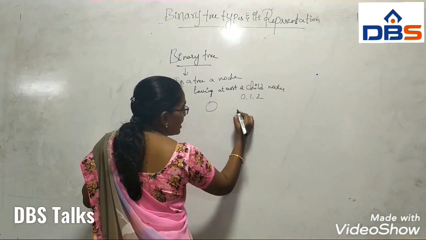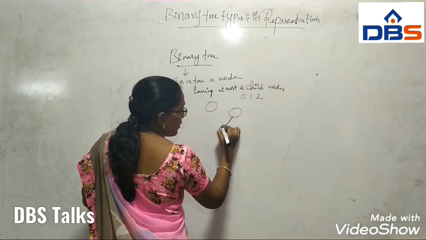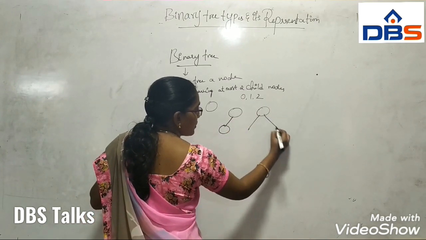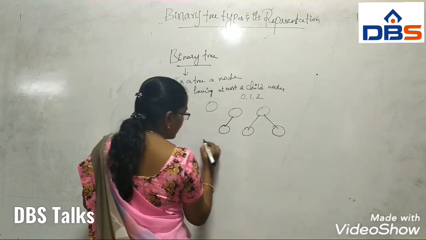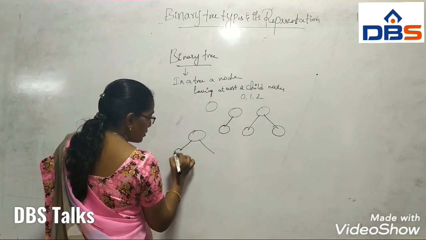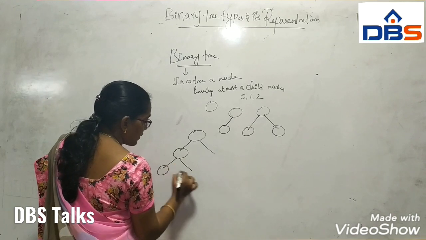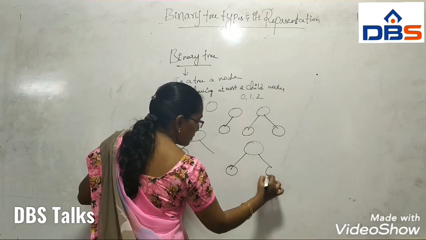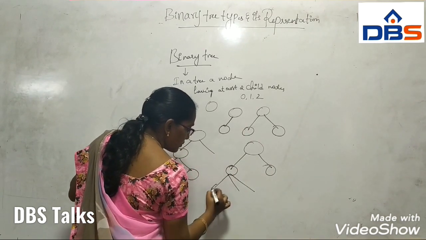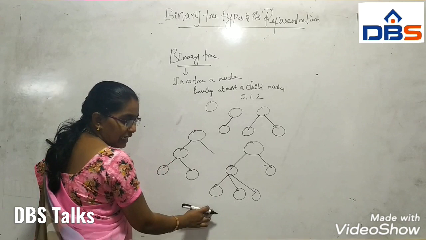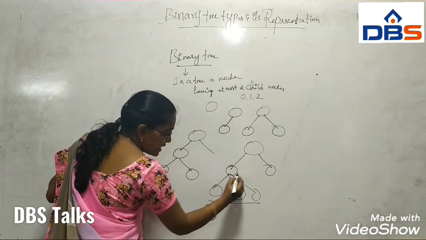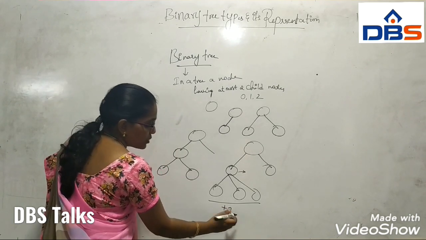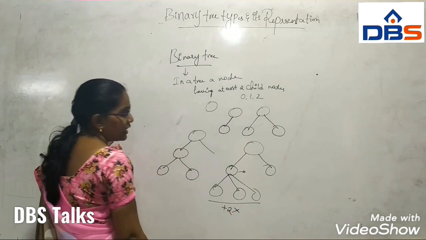We can say this one is also a binary tree. Yes. See this one, this one is also a binary tree. This one is also a binary tree. Consider this one. Is this a binary tree? No. Why? Because this particular node has more than 2 child nodes. So this one is not a binary tree.